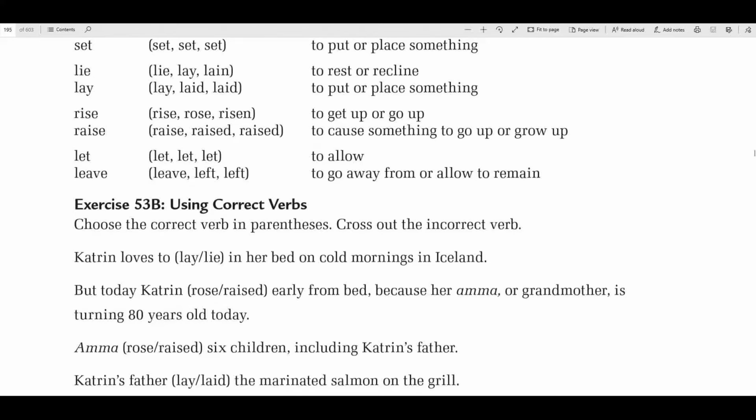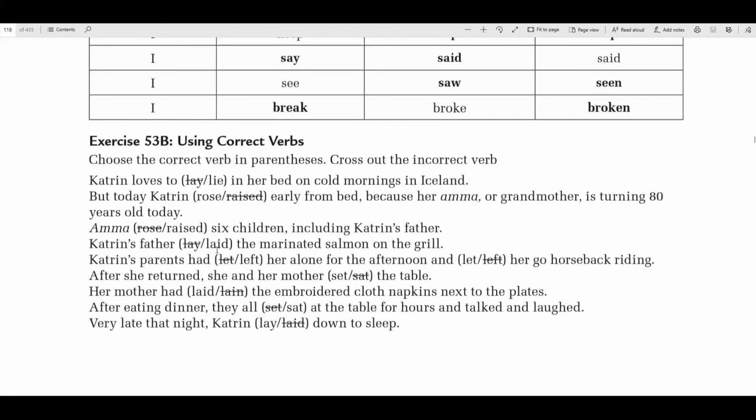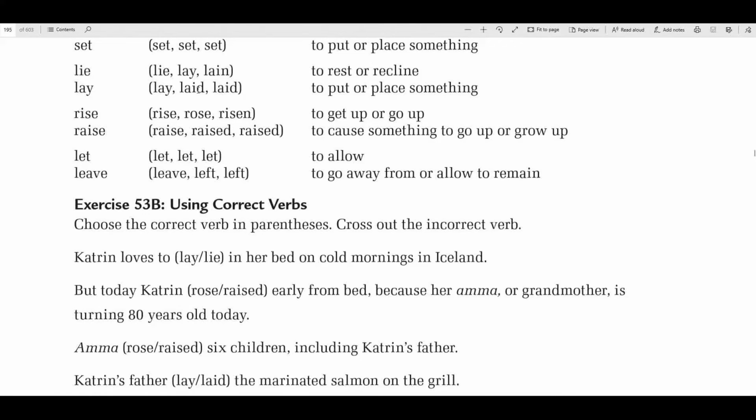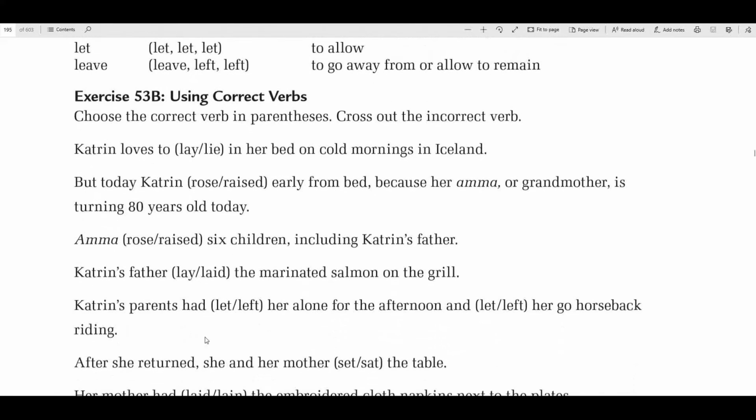I believe laid is your correct one. Yes. He laid the object. Katrina's parents had blank her alone for the afternoon and blank her go horseback riding. Katrina's parents had left her alone.